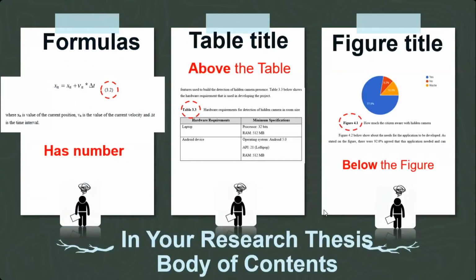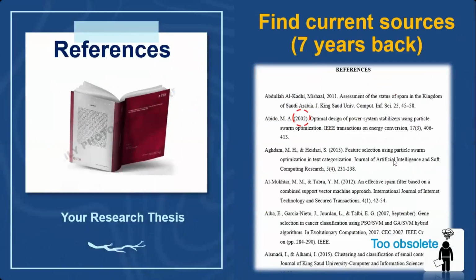Every time you have formulas, you need to represent the formula. We know that the formula exists in chapter 3. And then for the table title, make sure the title is above the table, not below the table, and the figure title is below the figure. This is a common mistake. And then find current sources for your research, say 7 years back. If it is more than that, it's going to be obsolete.